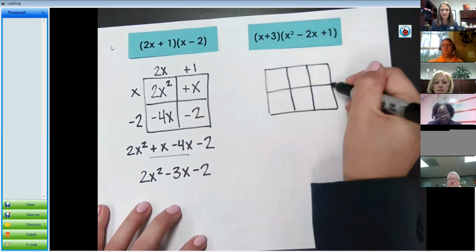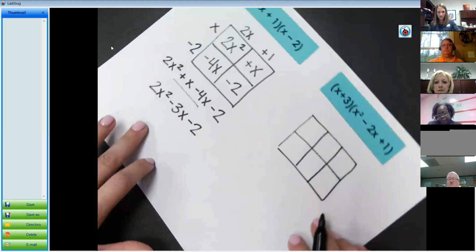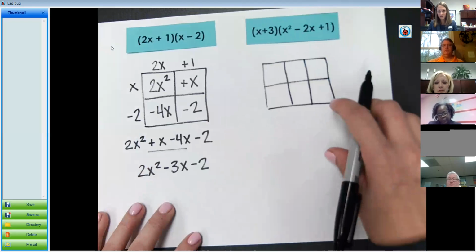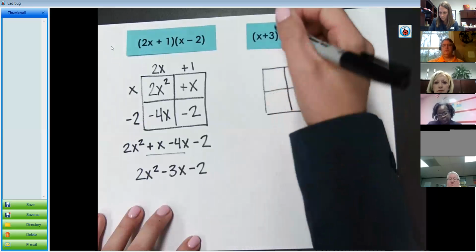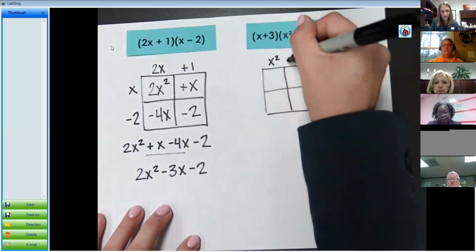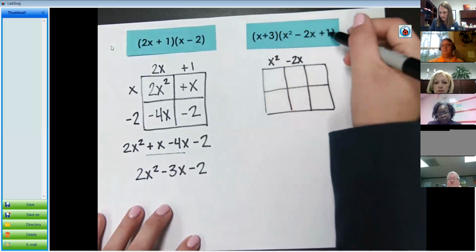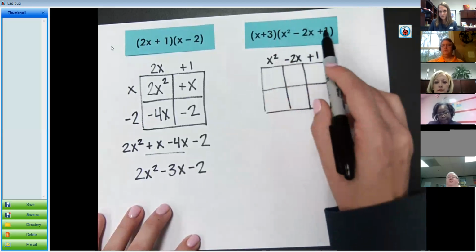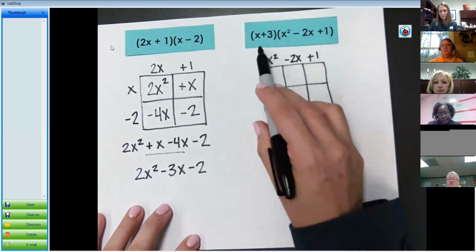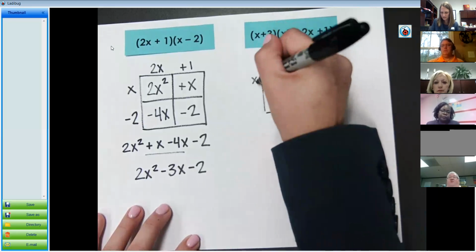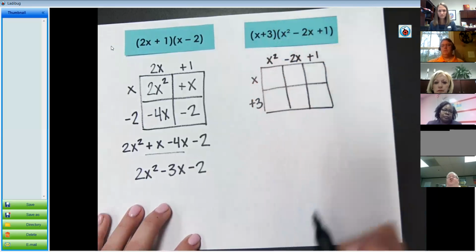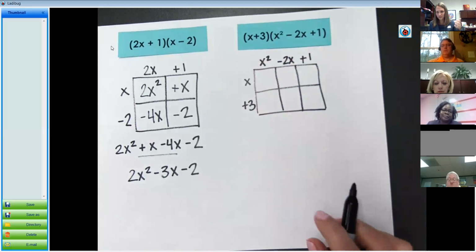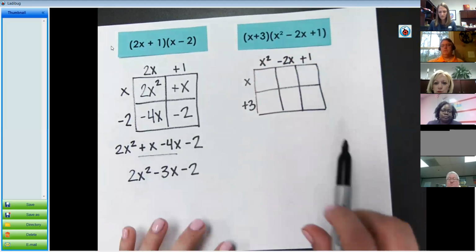So your students, they'll set it up whichever way, because it doesn't matter. Either direction, still going to get the same answer. But I'm going to put my trinomials up at the top, all right? There's my x squared, there's my minus 2x, there's my plus 1. And then I'm going to put my binomial along the side, x plus 3. Okay, everybody following me with that? I know it's a little different, but same concept. And we're going to just do it again.